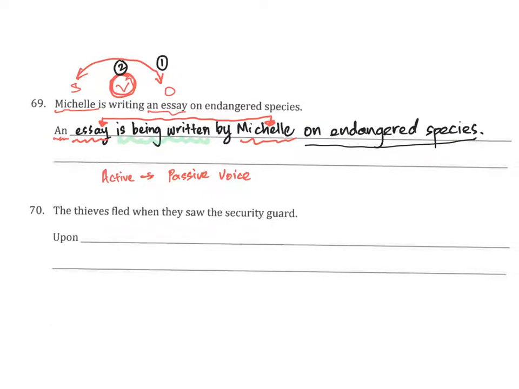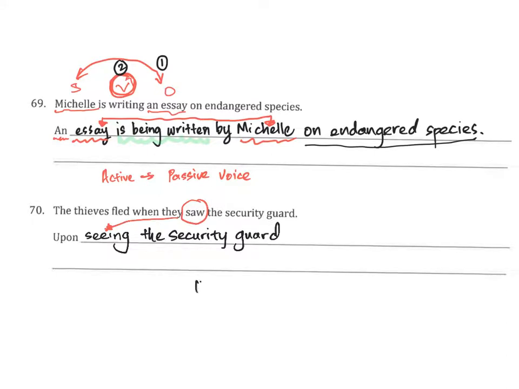Okay, next, question 70. The thieves fled when they saw the security guard. Okay, so upon always pairs with the ing participle here. So the participle comes from the verb saw. So how do I change saw to the ing participle? That's right, I change from saw to seeing. All right, so saw becomes seeing. Upon seeing what or whom? The security guard, right?